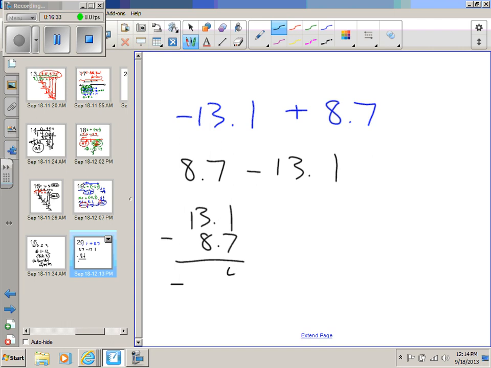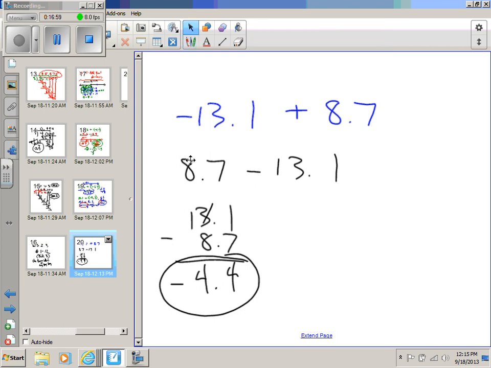But knowing whatever my answer is going to be, it's going to be negative. So 11 minus 7 is 4. 12 minus 8, 4. Should be negative 4.4. Did anyone leave it the same? It should work out to be the same. You still got your negative 4.4.